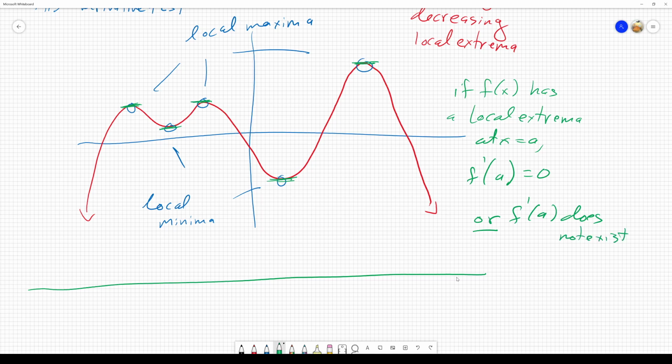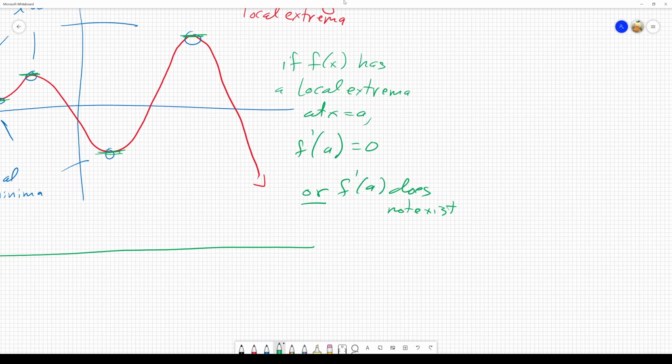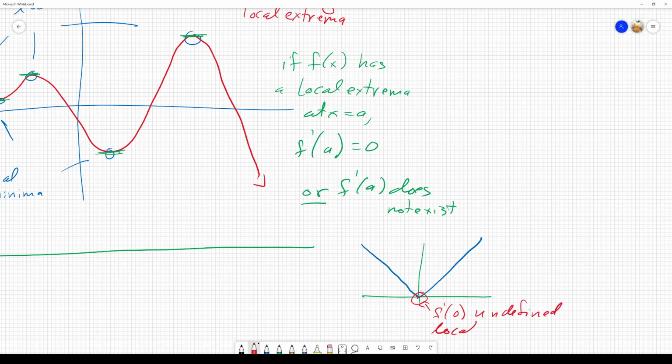And just as an aside, here is an example of that second case. Think of the graph of the absolute value function. It has a local minimum right here, but because of this corner, f prime does not exist. But there's a local minimum there.